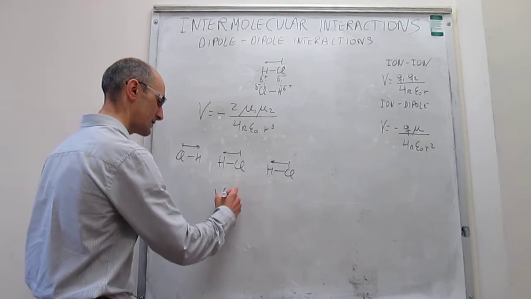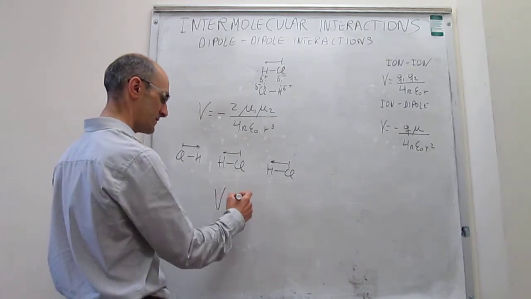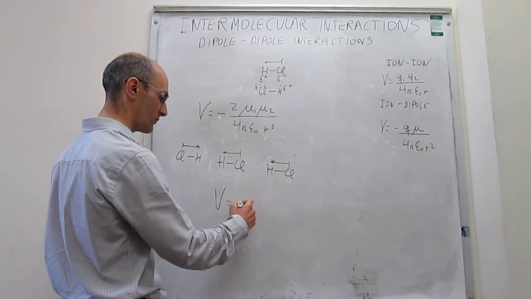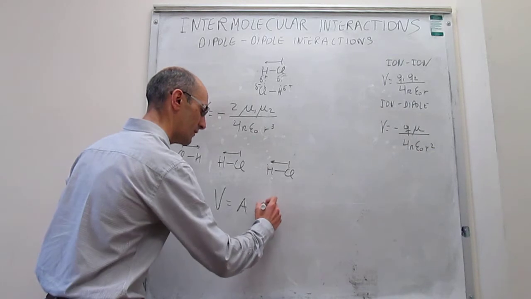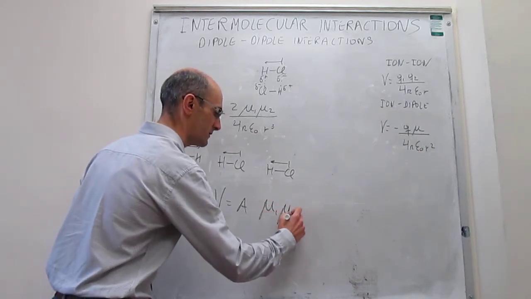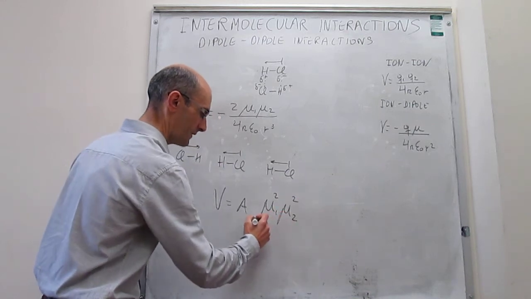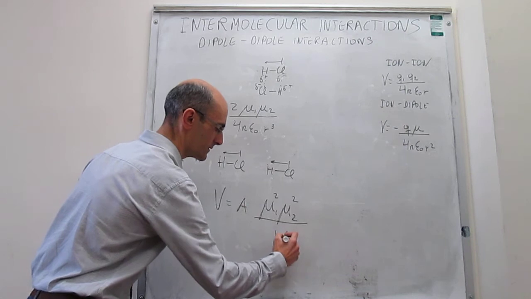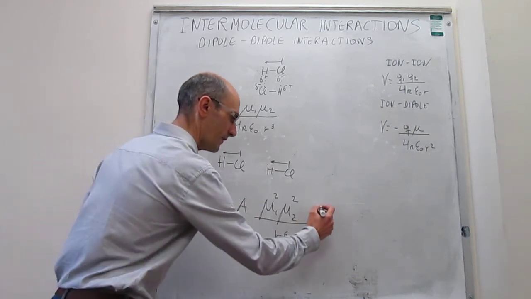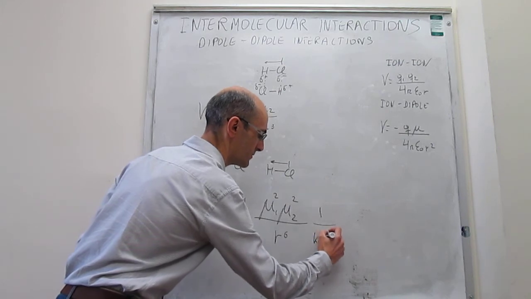And that expression is interesting for the following reason. For one, there's a proportionality constant that we're not going to see. We're going to call this A, and then you have that. Now you will have the two dipole moments, but they are going to be squared. And in the denominator, you're going to have that the range now goes all the way to the sixth. And also this force, or this attraction, depends on the temperature.